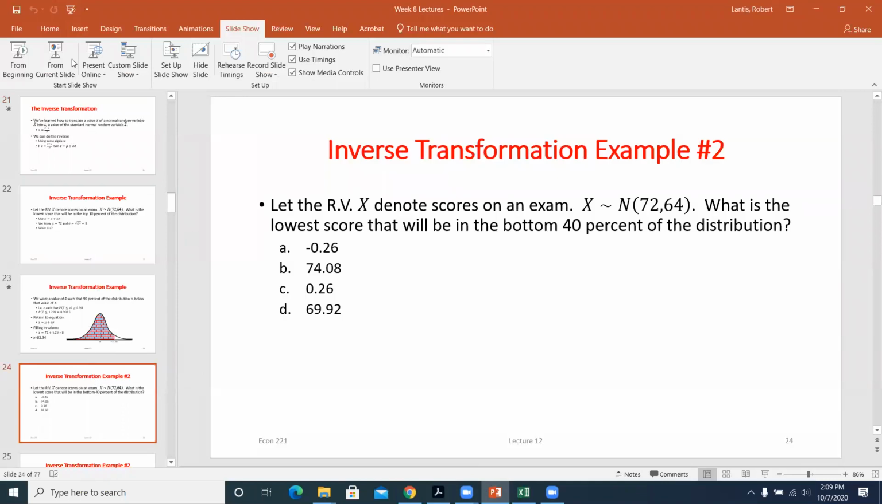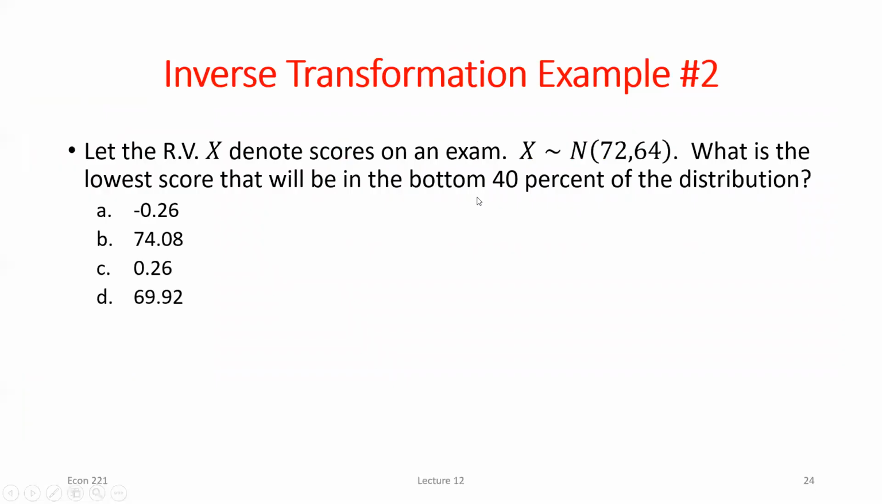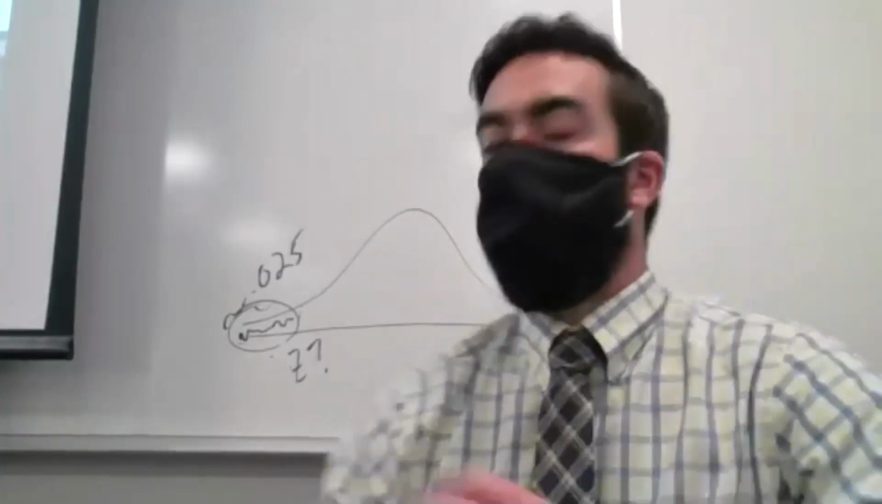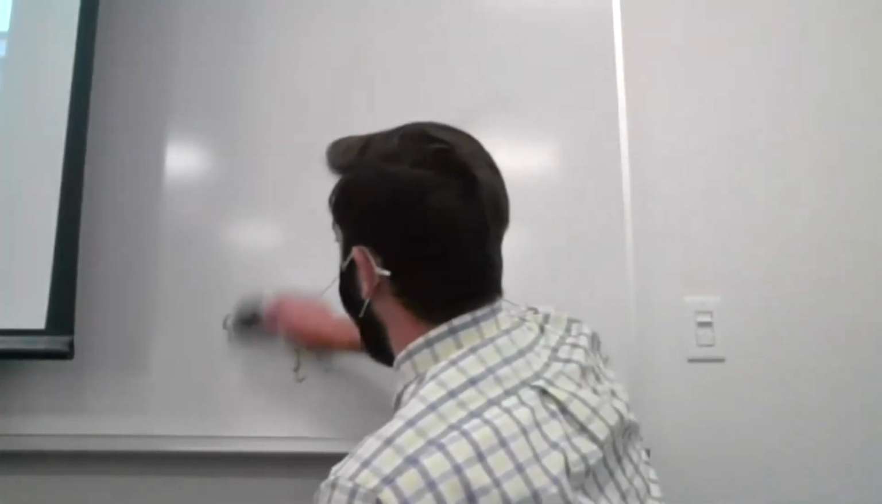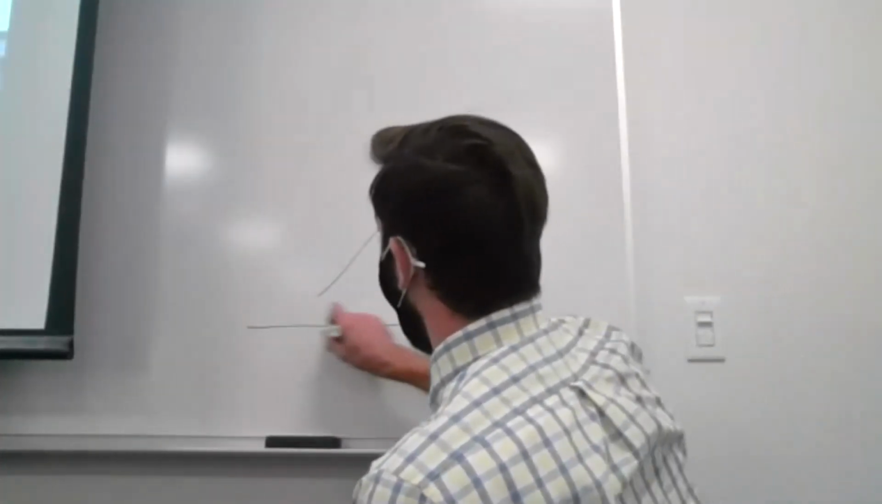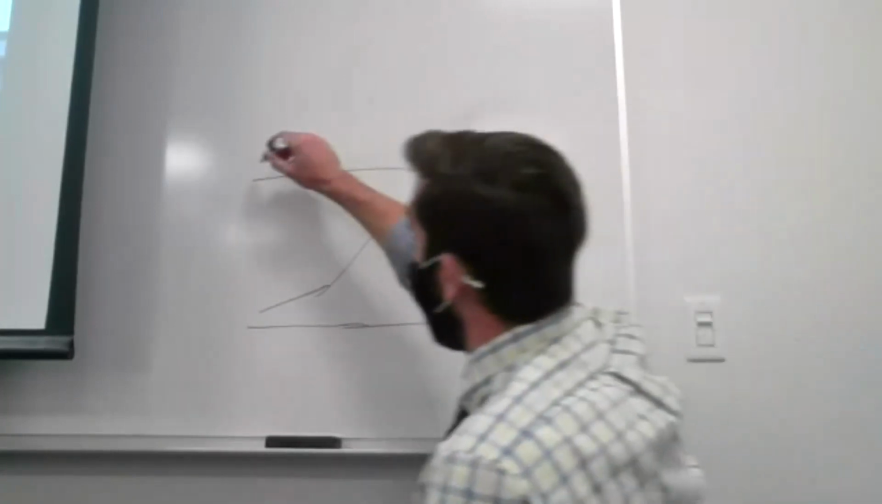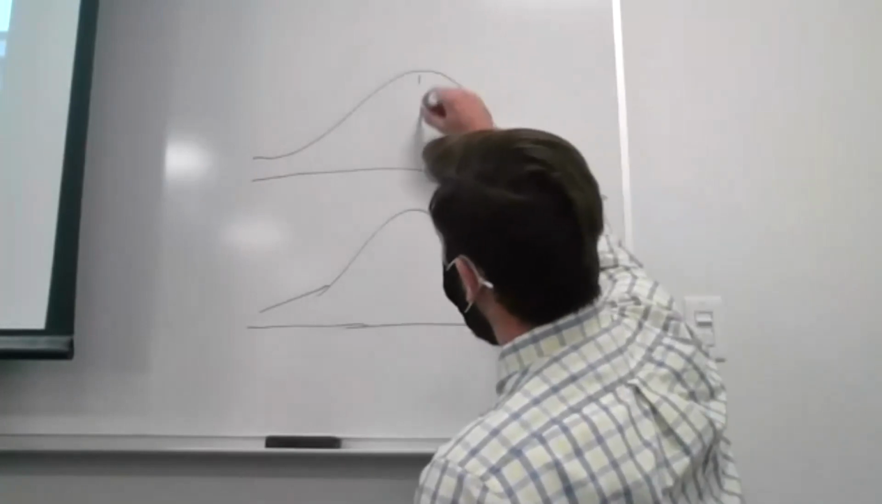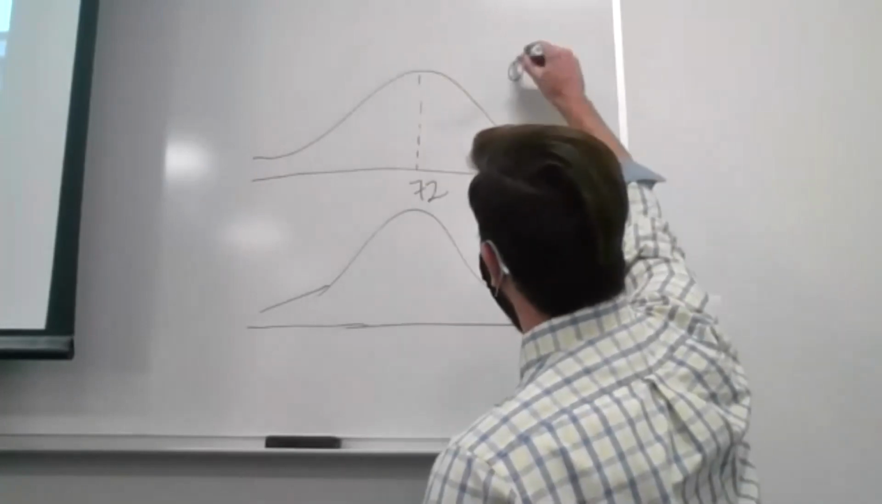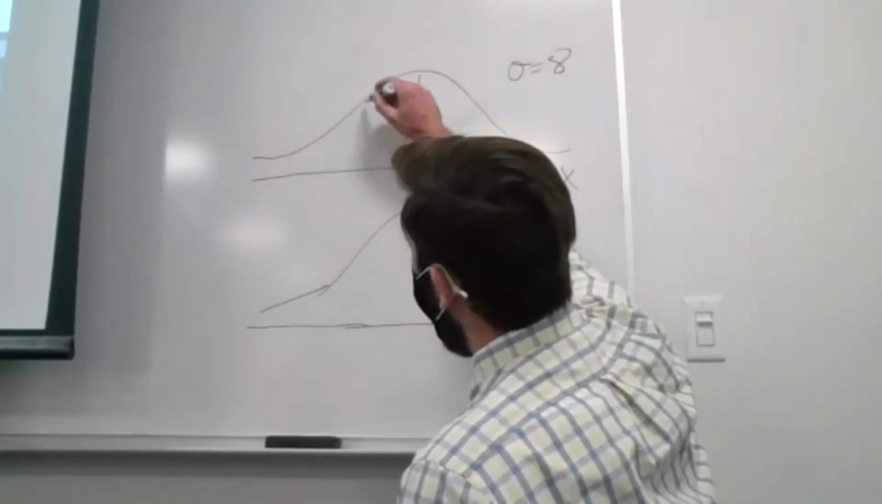So example number 2. Okay. Let's say I have the same sort of setup, but now I want the cutoff for the bottom 40%, okay? So the bottom 40%, right? So I'm going to leave this Z distribution down here because we'll use it. But now I'm looking at that test score variable X. It's got a mean of 72, standard deviation of 8. Now I want the cutoff.